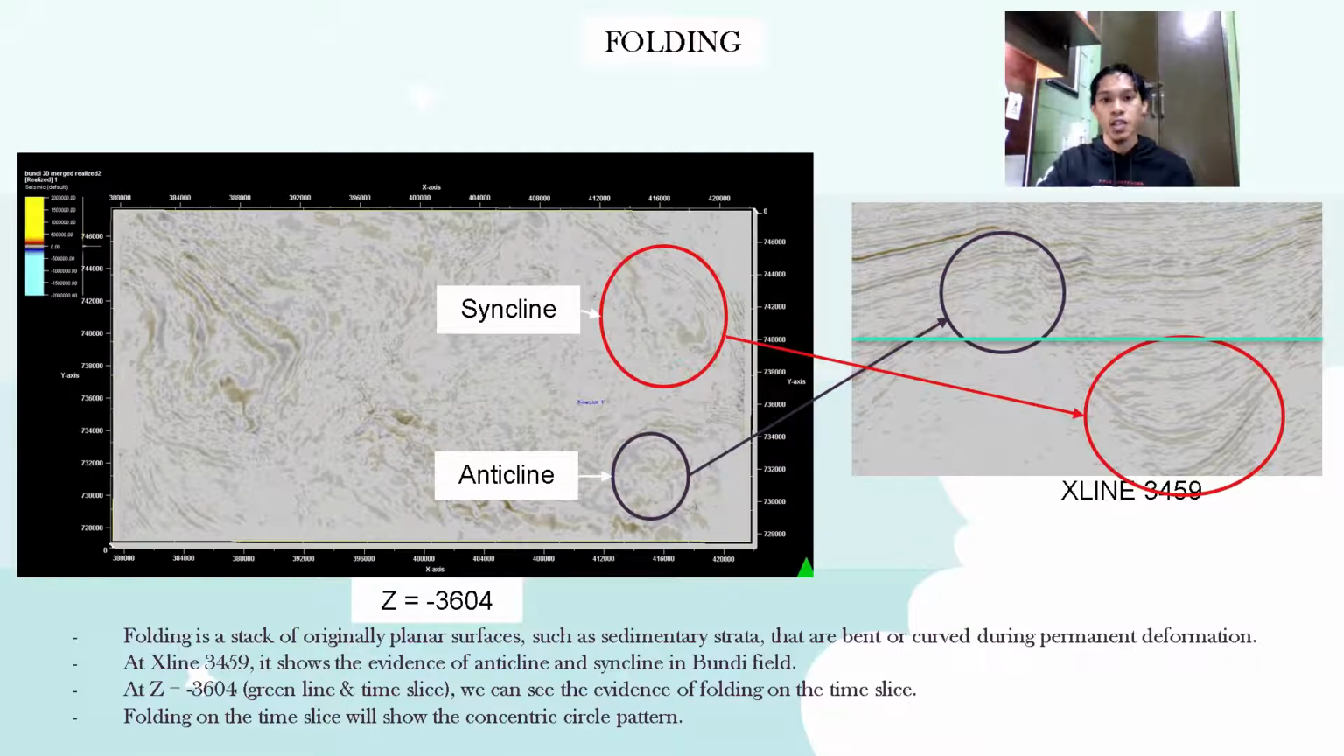When we look at the time slice structure, we can see the syncline or anticline has a concentric circle pattern. Then that shows that there is the presence of folding at the syncline or anticline.